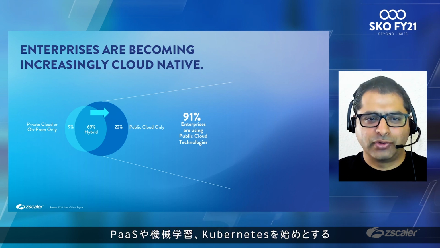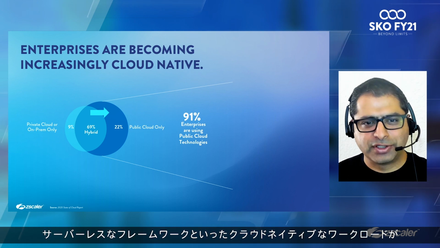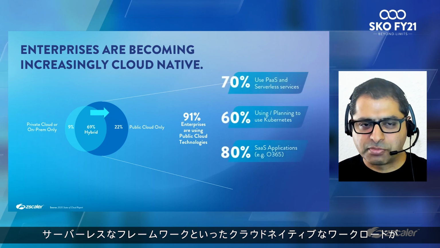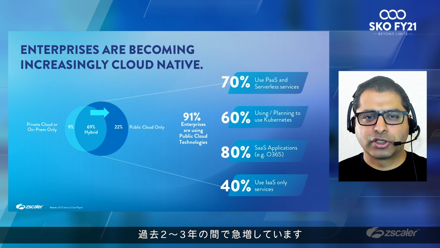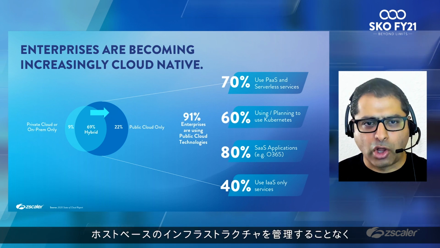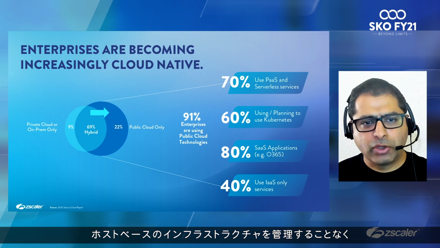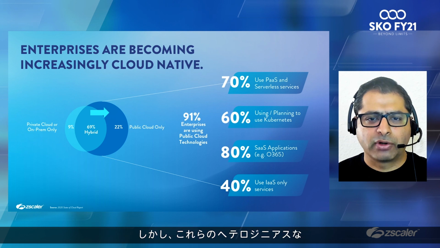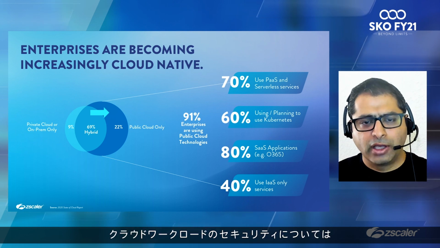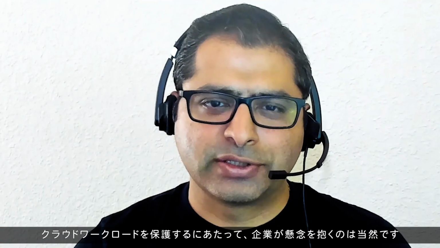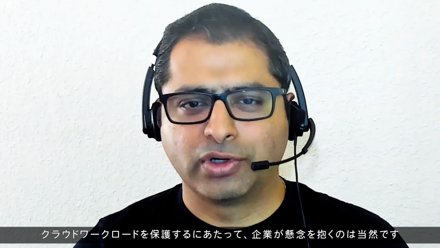In the last 2 to 3 years, there has been a surge in the usage of cloud-native workloads, including platform as a service, machine learning, serverless, Kubernetes, and the likes. These new technologies allow a business to deploy and scale their apps rapidly without the overhead of managing their host-based infrastructure. However, managing security for these heterogeneous cloud workloads is a different story altogether. It's all but natural for the businesses to be concerned about protecting their cloud workloads.